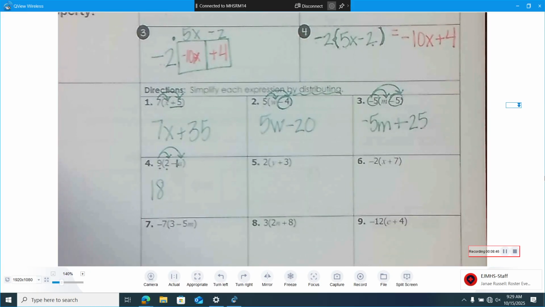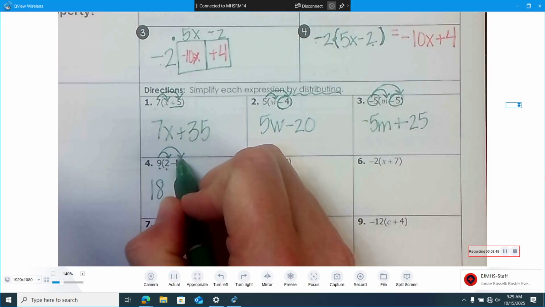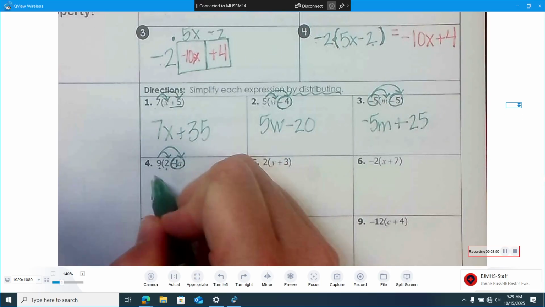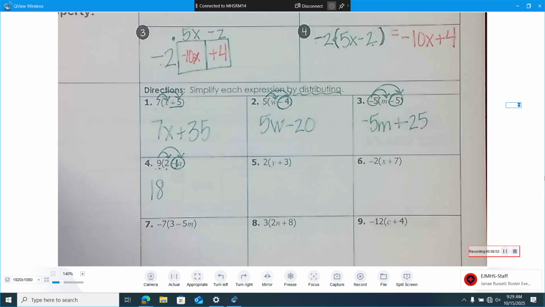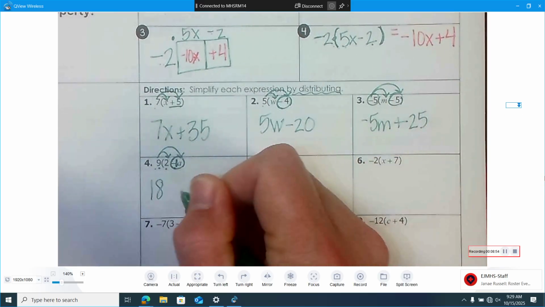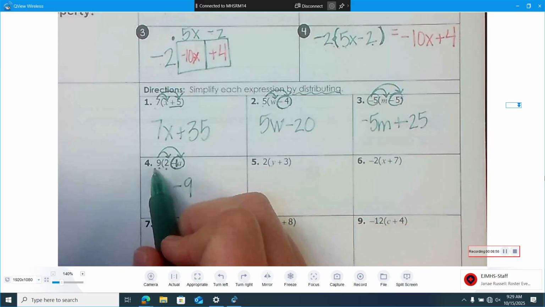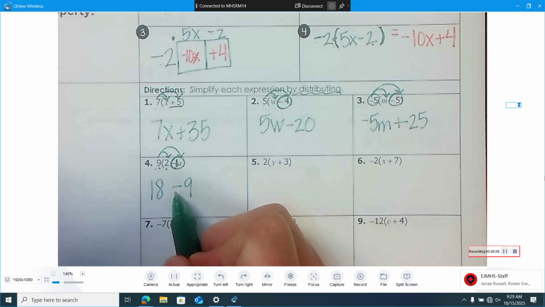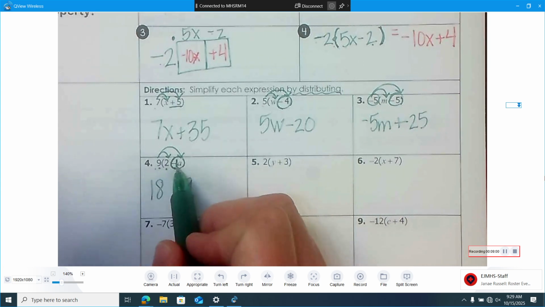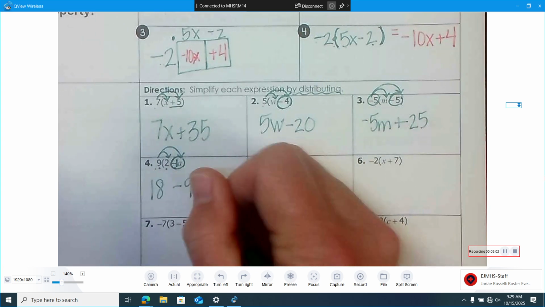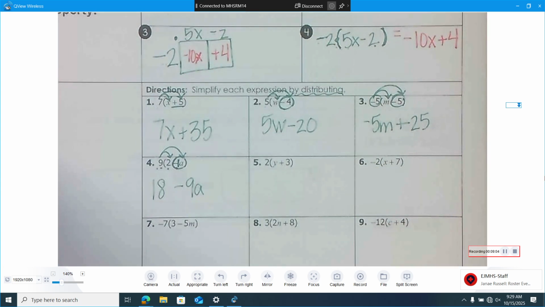One of them. All right. So we have 9 times negative 1A. What is 9 times negative 1? Negative 9. Positive times negative is going to give us a negative result here. 9 times 1 is 9 with an A. So 9 times negative 1A would be negative 9A. Is it okay that it's in this sort of order? Yeah, that's totally fine. It's beautiful.